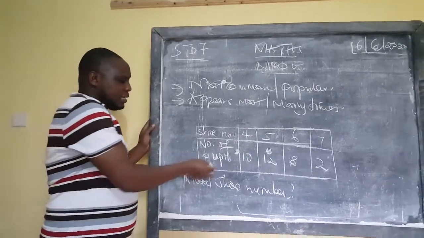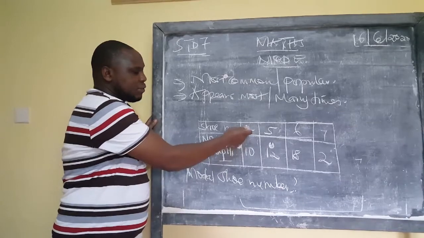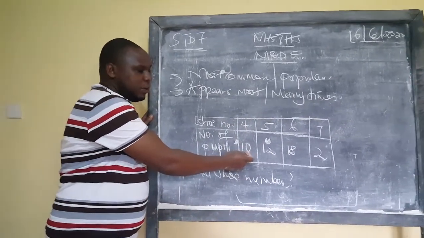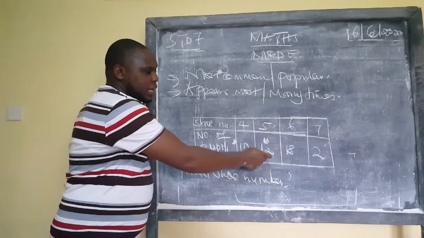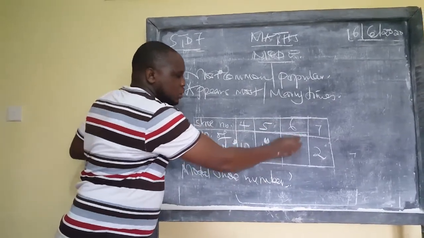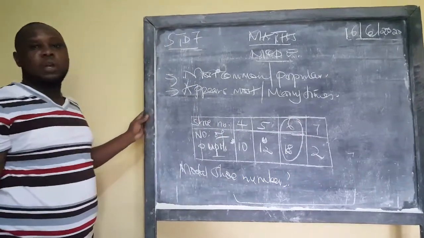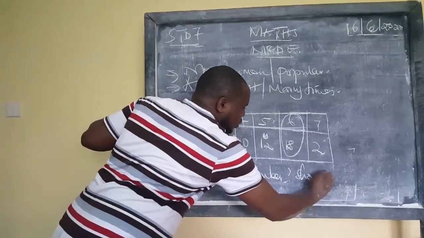If you are asked which was the modal shoe number, the one that was worn by many people, you come to the place where we have the number of pupils wearing that shoe. Then you realize that shoe number 4 is worn by 10 pupils. That is not that popular. Shoe number 5 is worn by 12. Shoe number 6 is worn by 18. So this seems to be the modal shoe number that is worn by many. So in this case, we say shoe number 6.